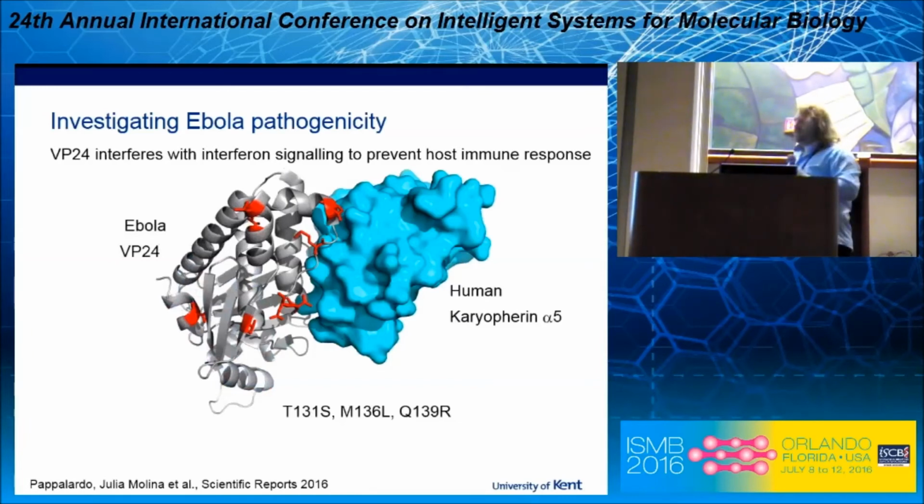So thankfully there's a structure available of VP24 bound to the human karyopherin protein. And we can see that there are 3 STPs listed down here that are present in this interface. And so our suggestion is that as this is an important functional interface, these changes may have an effect on the ability of the Western virus VP24 to bind to the karyopherin, and therefore may reduce the ability of the Western virus to prevent the immune response.